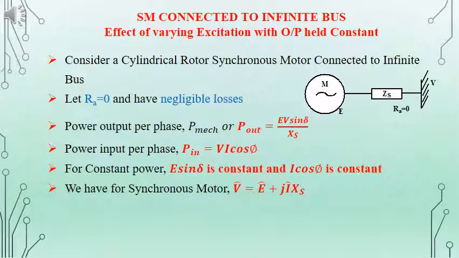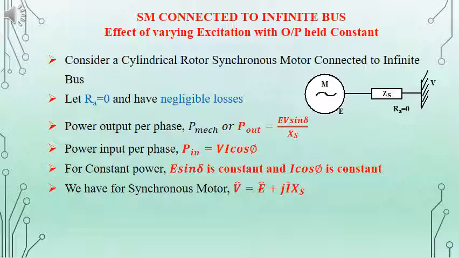The above three cases of normal excitation, under excitation and over excitation we will analyze once again. We will consider the synchronous motor to be connected to an infinite bus. Hope you remember what is meant by an infinite bus. Infinite bus is a system where we have a constant voltage and a constant frequency.